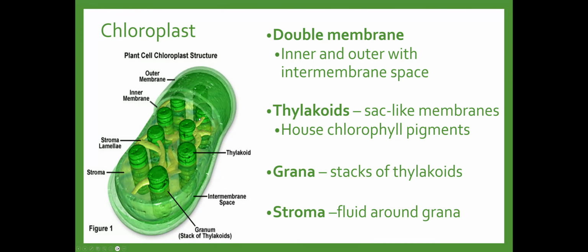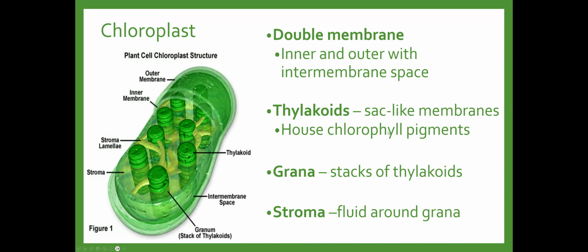Now inside are going to be the two most important parts that we're going to talk about in terms of photosynthesis. We have thylakoids, and you can think of them as like individual pancakes. They're little sac-like membranes, and it's inside the thylakoids where you find the chlorophyll. This is going to be one of the main stars of photosynthesis. These are going to be the pigments that absorb that light energy.